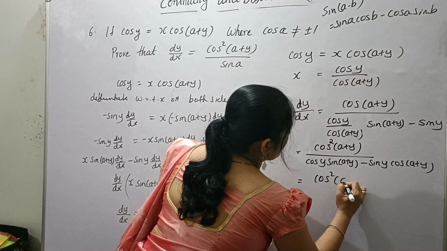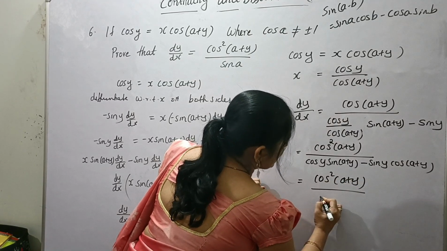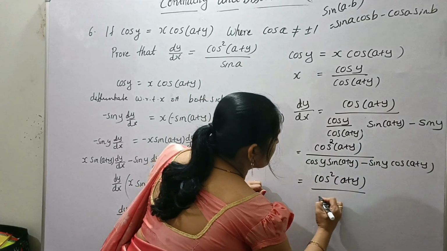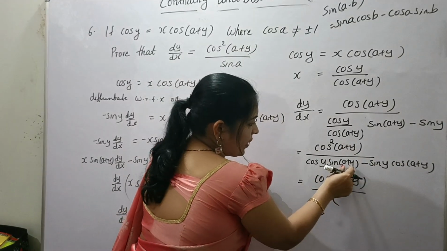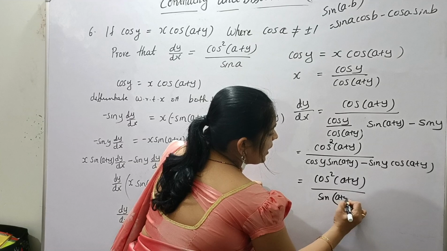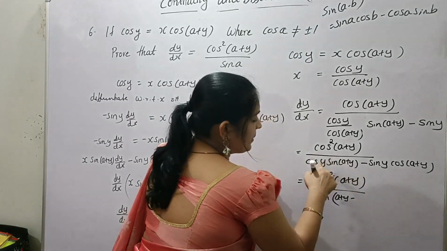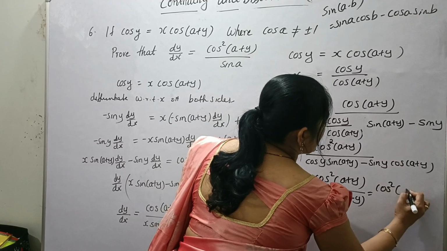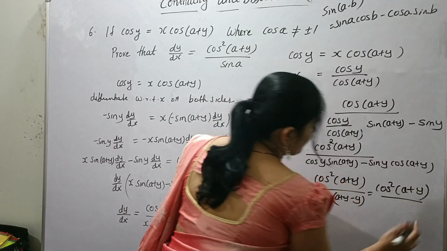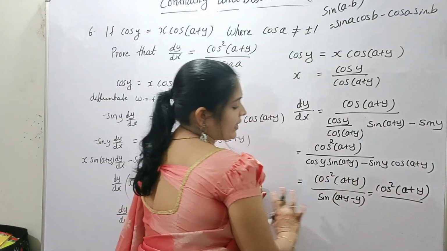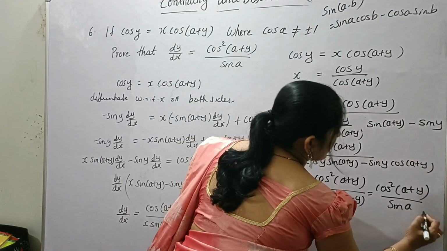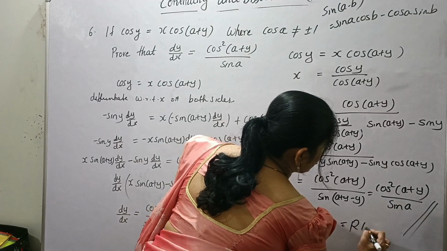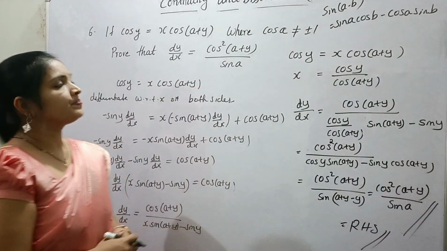That is cos square of a plus y divided by, that is nothing but sin a cos b minus cos a sin b, which is nothing but sin of a minus b. What is a? A plus y. Okay, a plus y minus b is y. So that is equal to cos square of a plus y divided by sin of a plus y minus y, the y cancelled. So sin a is in the denominator. So it is the RHS, right? Hence it is proved.